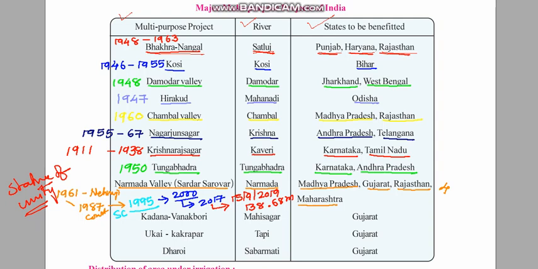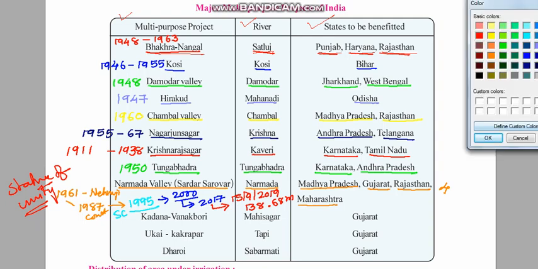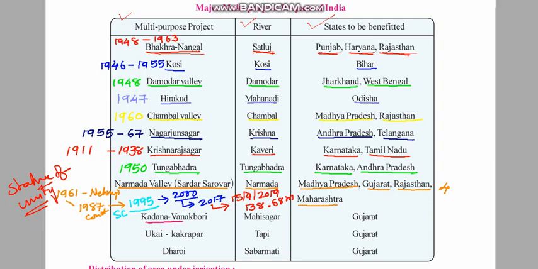Okay, so let's continue. Next is Kadana Wankabori project, which is on the river Mahisagar. In this, the beneficiary state is Gujarat. It started in the year 1979 and got completed in the year 1989.